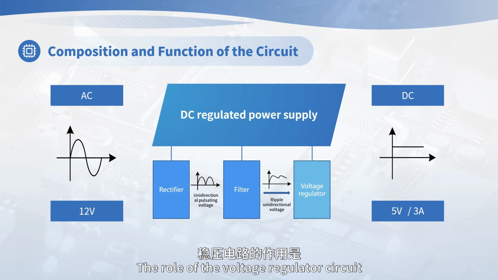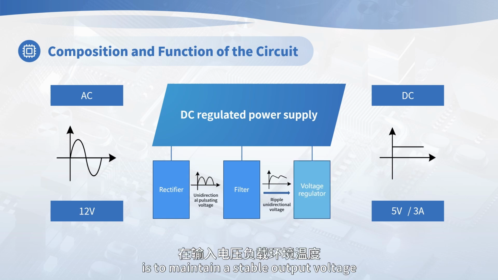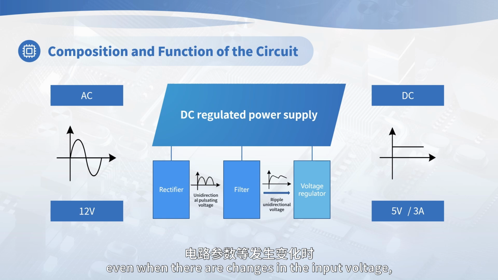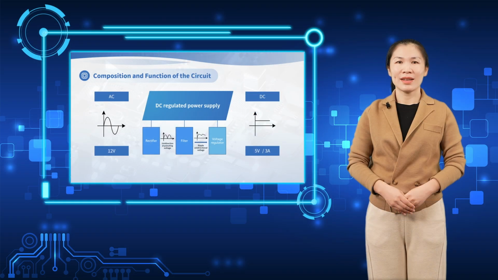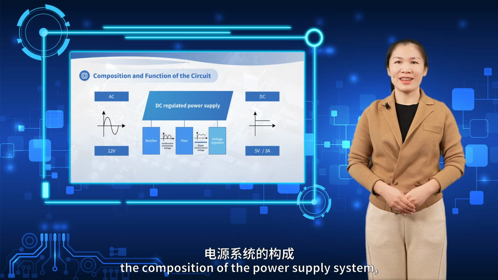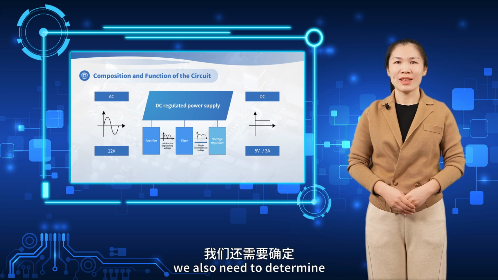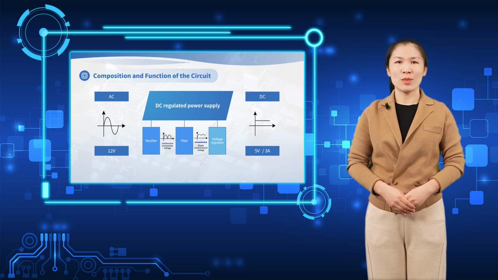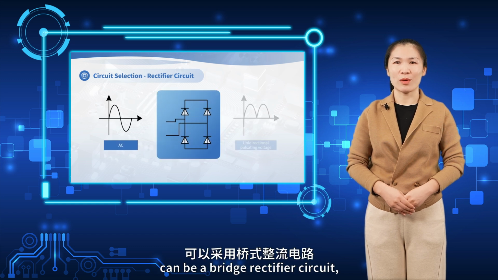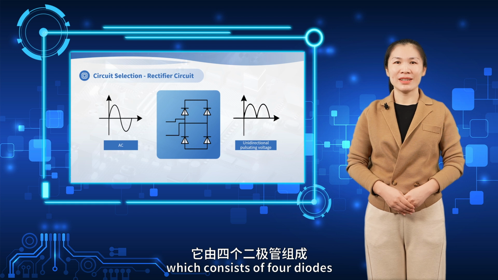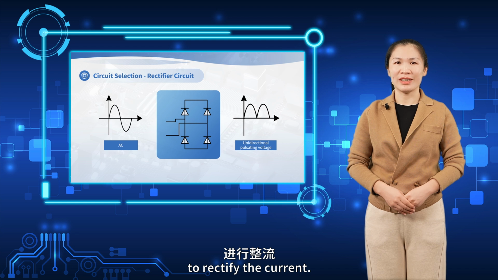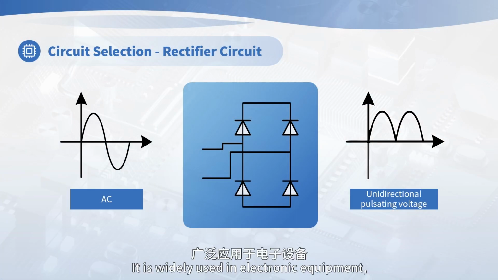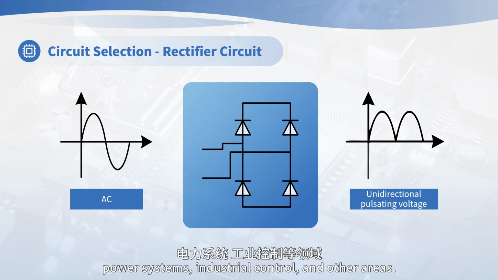The role of the voltage regulator circuit is to maintain a stable output voltage even when there are changes in the input voltage, load, environmental temperature, and circuit parameters. Having determined the composition of the power supply system, we also need to determine how to achieve the desired circuit function. The rectifier circuit can be a bridge rectifier circuit, which consists of 4 diodes and utilizes the unidirectional conductivity of the diode to rectify the current. It is widely used in electronic equipment, power systems, industrial control, and other areas.